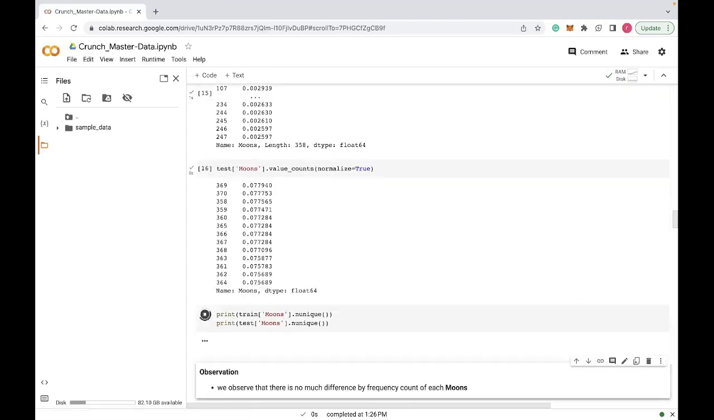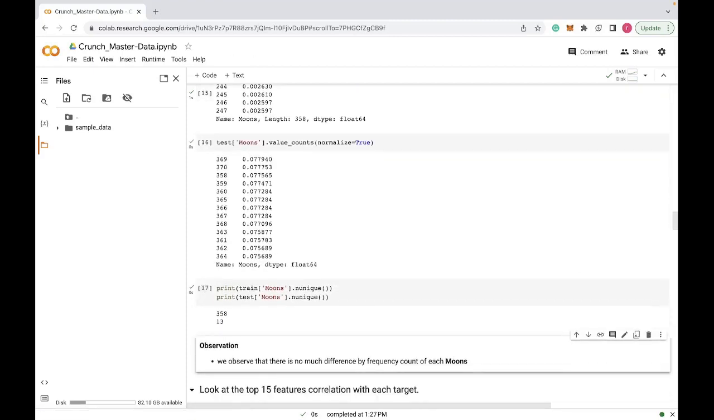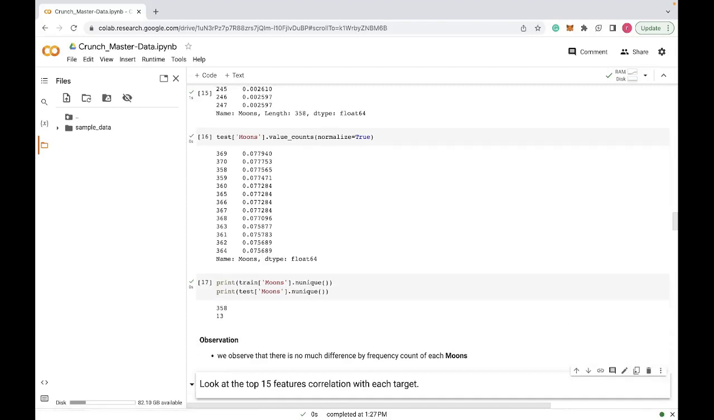So let's try to find the number of unique months. For the train data, our unique month count is 358. So the original data has been collected 358 times. Let me try to simplify it like that. And for our test set, we have 13 months. The test data was collected at 13 different times. So we observe that there is not much difference in the frequency count of each month.